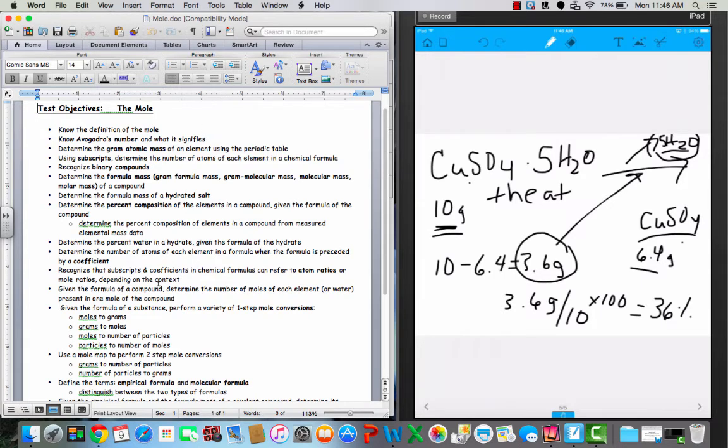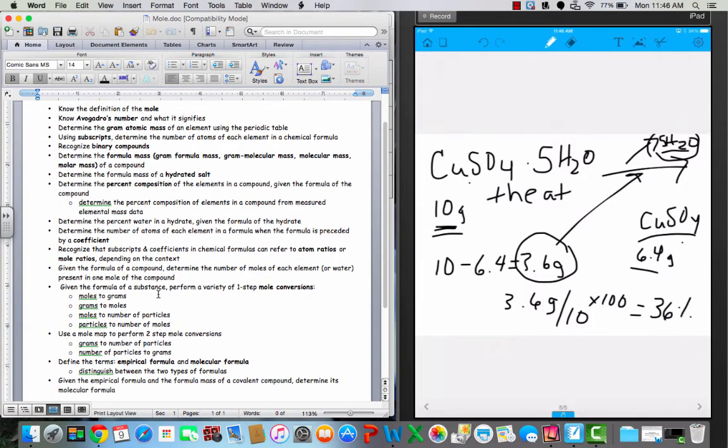The last thing we're going to look at, oh, no, not the last thing. The next bullet talks about determining the number of atoms of each element in a formula when the formula is preceded by a coefficient. So let's take a look at this 5H2O.